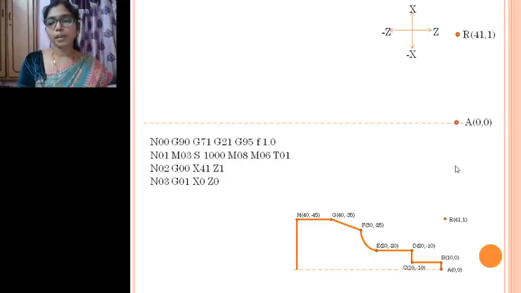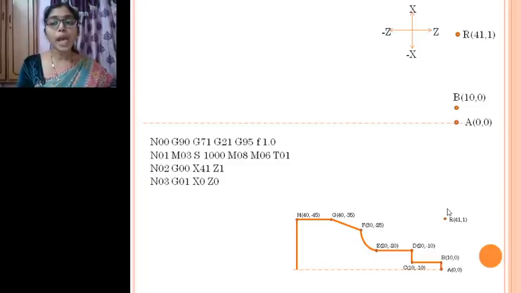So from this point it has to move to the next point, B. How does it have to move? It has to move in a linear motion. So what is the code which we have to use? G01 is the code. Now unless and until you change this G code, it will be active, right?